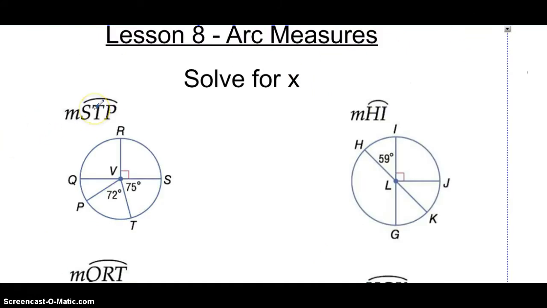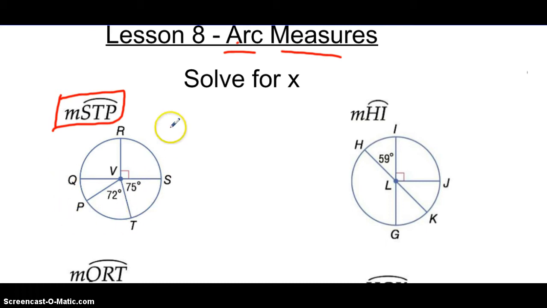Over here, this is our arc measures lesson. For the first one, we want to find the measure of arc STP. The first thing to do before even starting this question is to fill in all the angles you don't know. So we know this is 72, we know this is 75. This one we know is 90 because it has that little marking right there. Well, how are we going to find out the rest of these? First thing to do is look for semicircles.